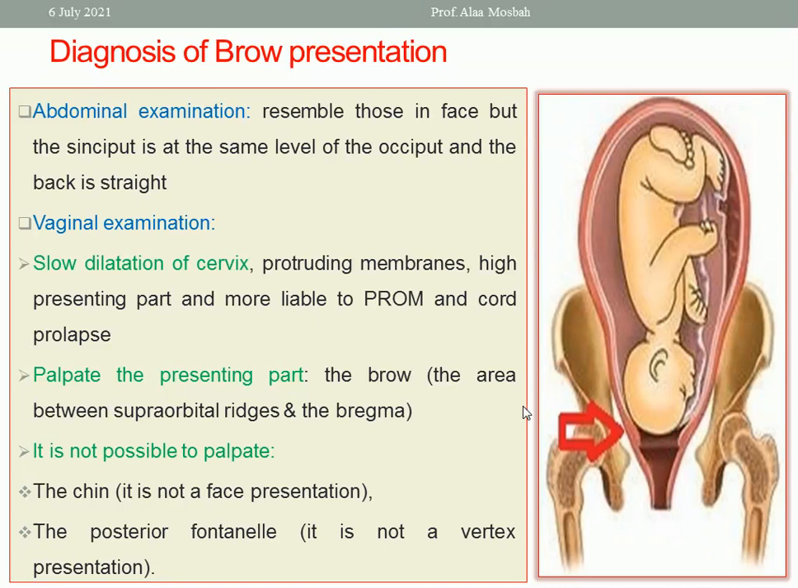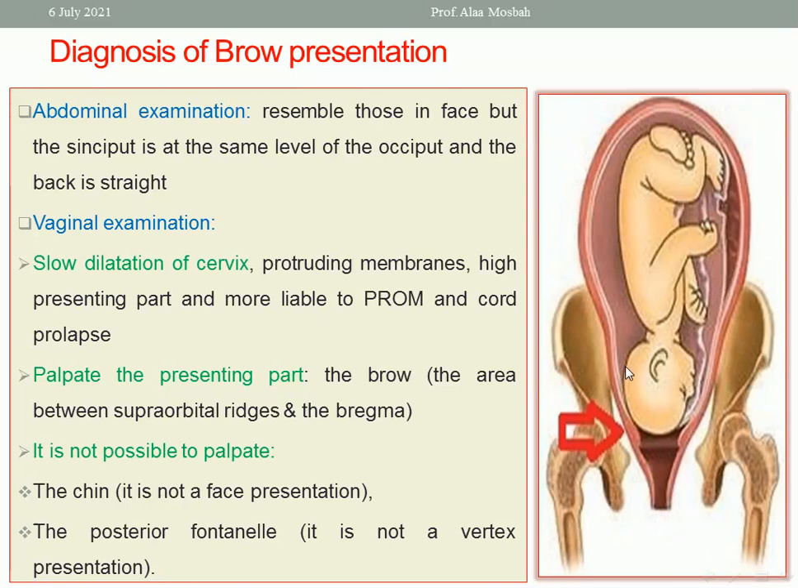In case of brow presentation, as you see in this picture, it is not possible to feel the chin; you can see it's away from you, you cannot feel the chin, okay? And if you feel the chin, this case is face presentation, not brow presentation. Be careful about this point. In brow presentation, you cannot reach the chin. And if you feel the chin, this case is a face presentation. Also, you cannot feel the occiput, so it is not vertex presentation.